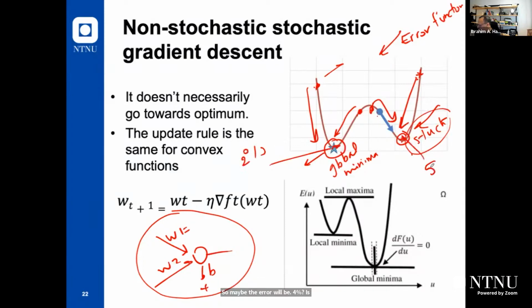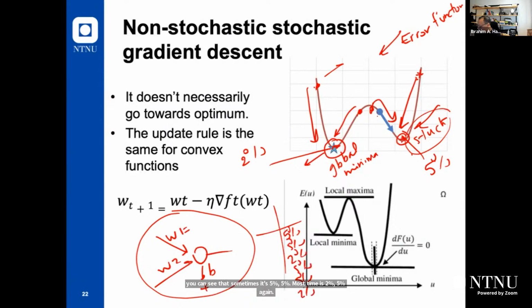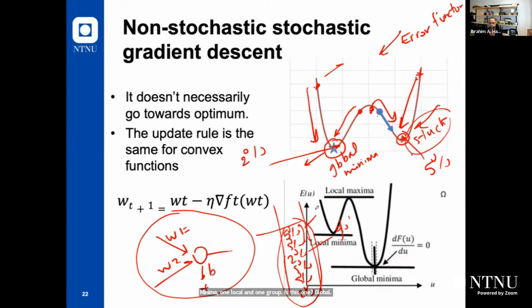The error here will be 5%. And you will put it in a table, correct? So you can see that sometimes it's 5%, 5%. One time is 2%, 5% again, 5%, 2%. When you look into those numbers here, you can see that you have two minima, one local and one global. This one is global, and this one is a local minimum, right?